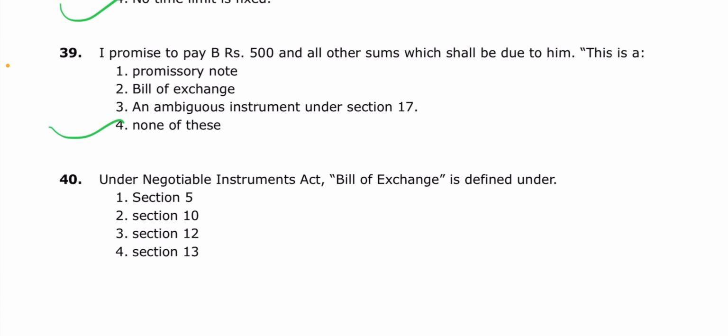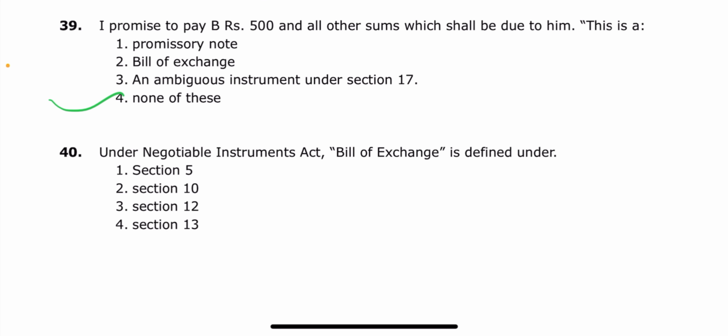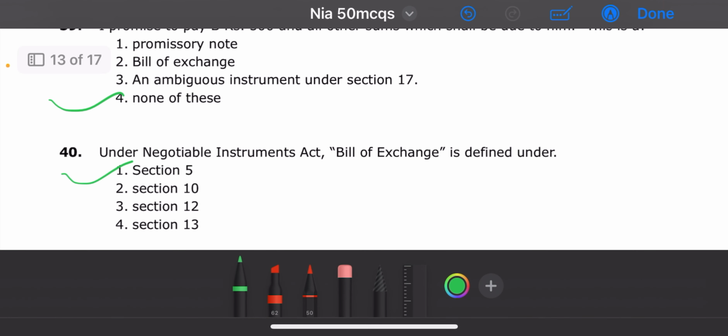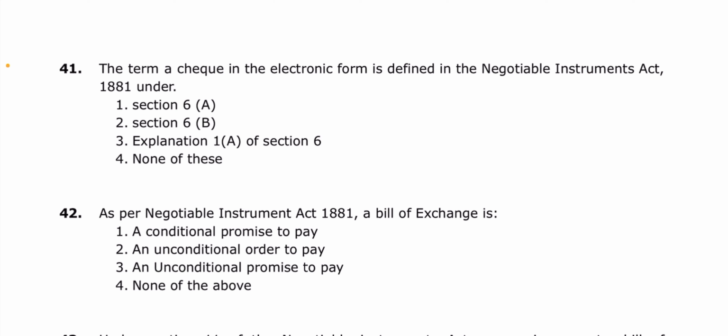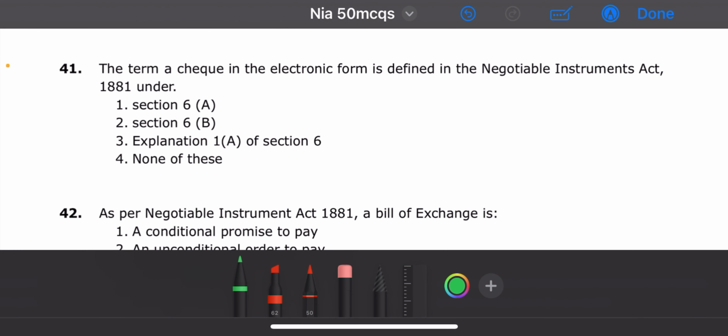Next question, under Negotiable Instruments Act, bill of exchange is defined under, the options are section 5, section 10, section 12, or section 13. The correct answer is first, section 5. Next question, the term a check in the electronic form is defined in the Negotiable Instruments Act 1881 under, the options are section 6, clause A, second, section 6, clause B, third, explanation 1A of section 6, or fourth, none of these. The correct answer is option 3, explanation 1A of section 6.